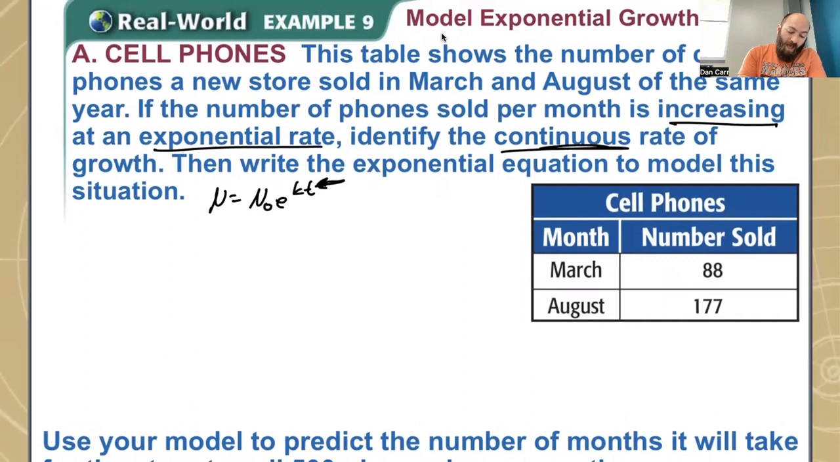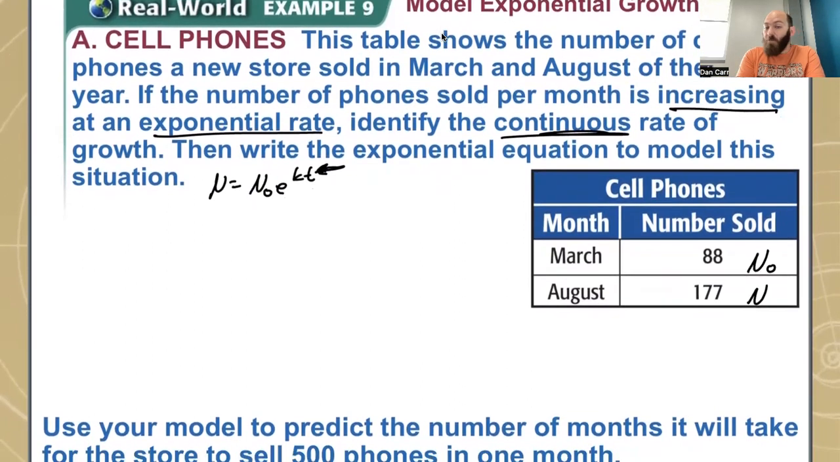What we have here is N. We have an initial amount of N is 88. To help with this, we need to model the time in some way. There are multiple ways you can do that. So let's say I want to call this time since March. Then I'll call this month 0.